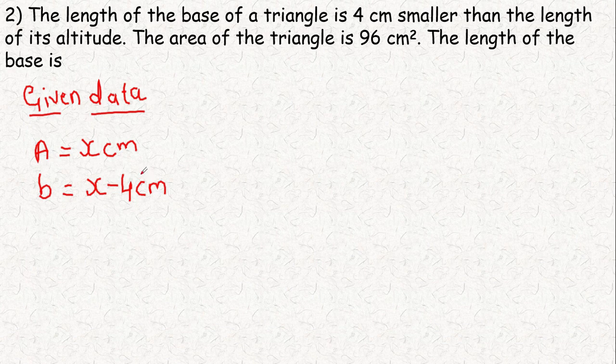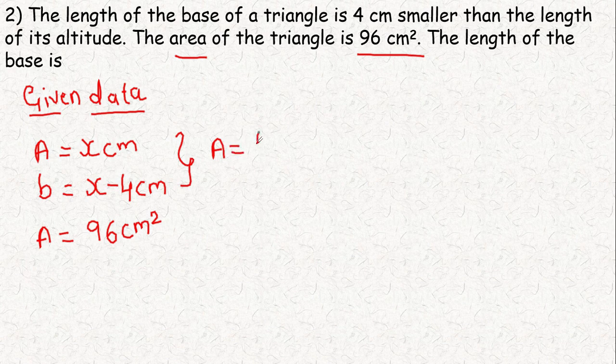For any triangle, when they give you the altitude and the base, the formula to find the area is needed. Here the area of the triangle is given as 96 cm square. This you should also mention: area is equal to 96 cm square. When it comes to the formula, when altitude and base are given, area is equal to half into base into height. Here height is also known as altitude. They have given area equal to 96, that is equal to half into base x minus 4 into height x.